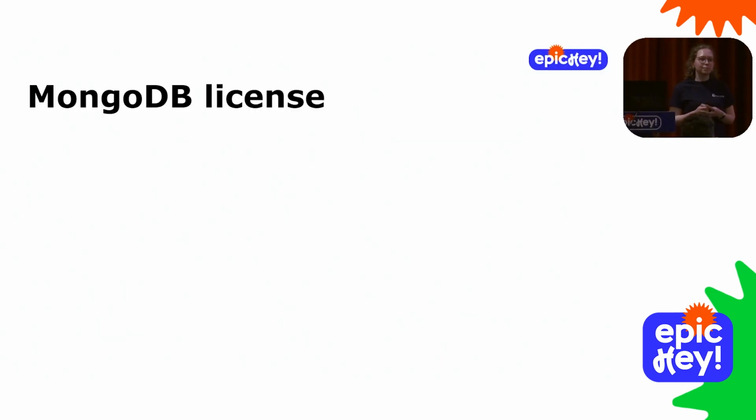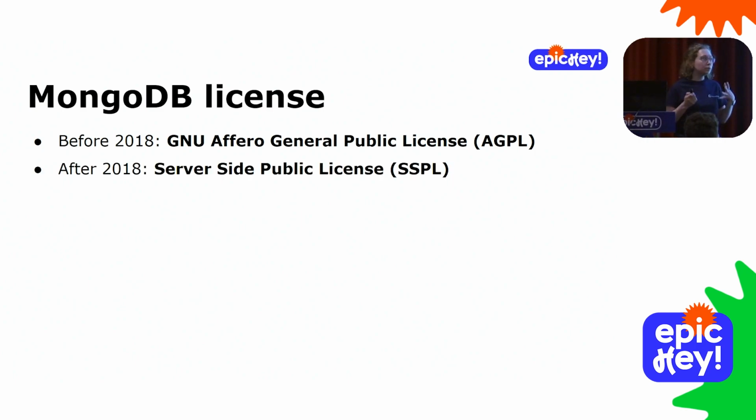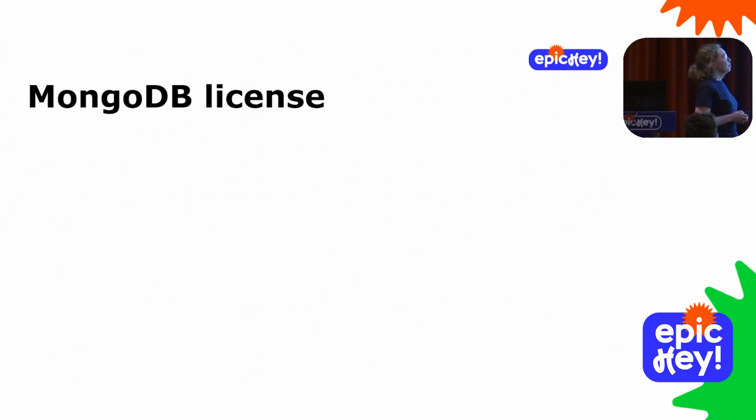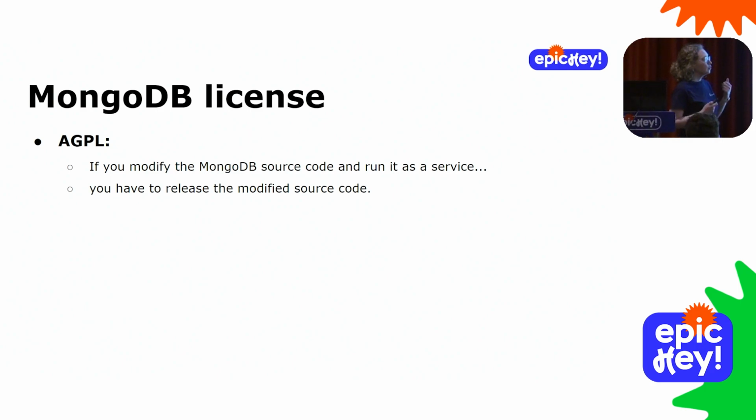Something happened, and this something is about the license. Before 2018, MongoDB used an open source license, AGPL. In 2018, they introduced their own license, SSPL. There is something interesting about those two licenses, so let's talk about AGPL first. AGPL is a typical open source license. It says that if you modify MongoDB and you want to run it as a service, you will have to release the modified source code.